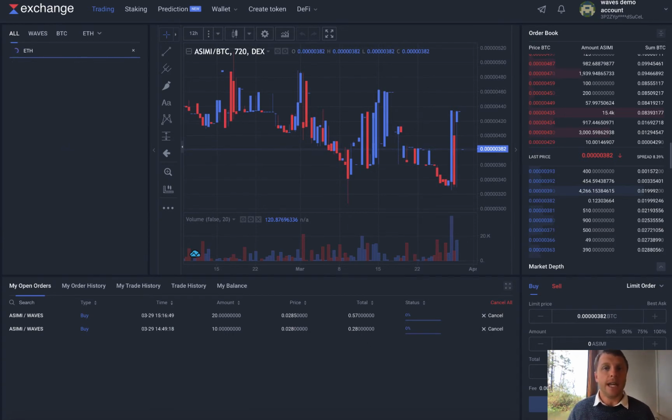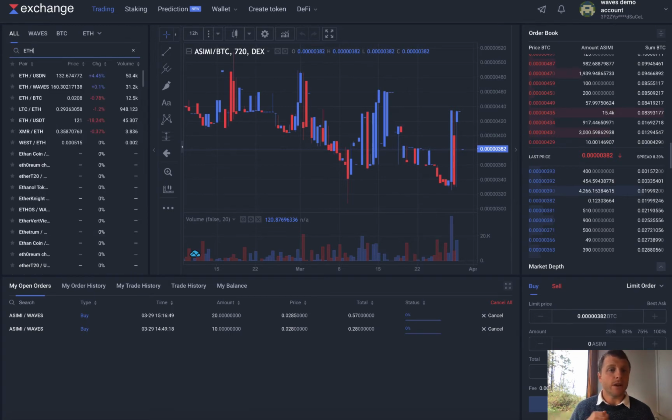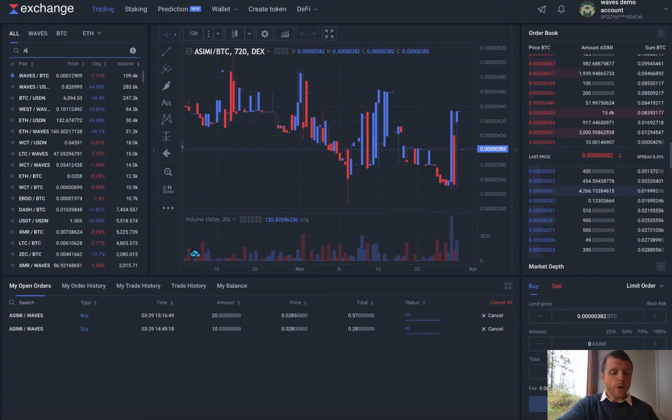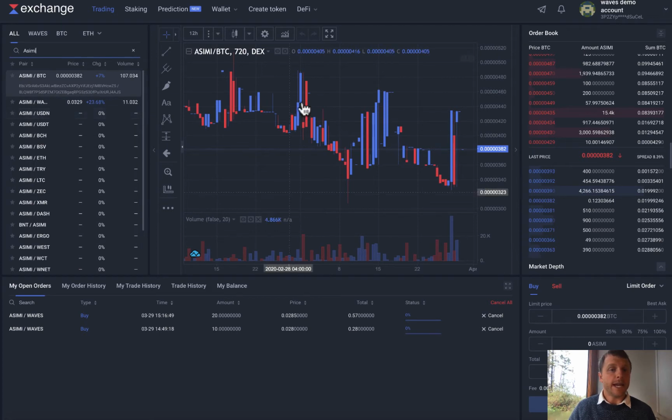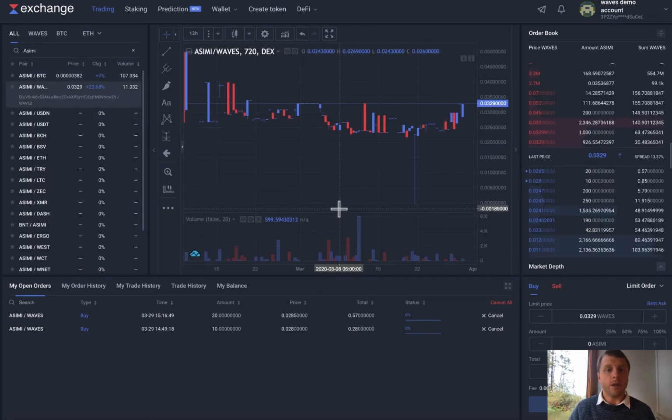So you can search for any coin, and then you can trade it against other coins, such as against Ethereum, against USDN, Ethereum against Waves. Very easy to find, and you can see they have quick navigation here for Waves, Bitcoin, and Ethereum. Let's stick with Asimi. Once you've found your trading pair, the way that you select it is simply click on it, and it will open into the middle window, and you can see now that that is Asimi and Waves.